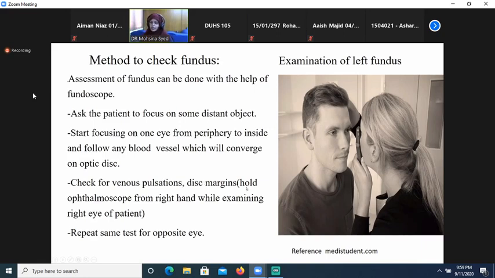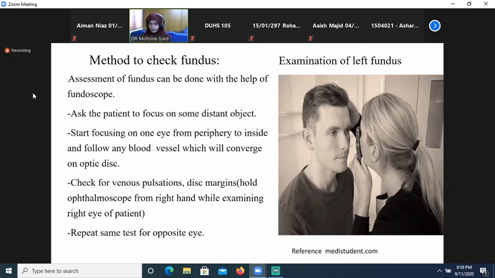Also look at the color of the disc. This should be pink normally, and the margins should be clear and crisp. If there is blurring of the margin or the color is not pink, instead it's pale, then there is some pathology, like optic atrophy, papilledema or papillitis. Then we repeat the same test for the opposite eye.